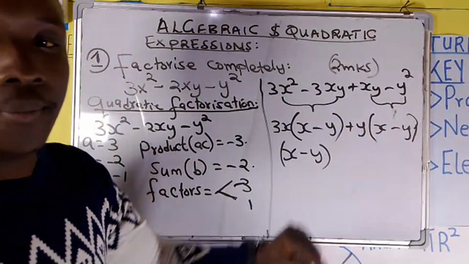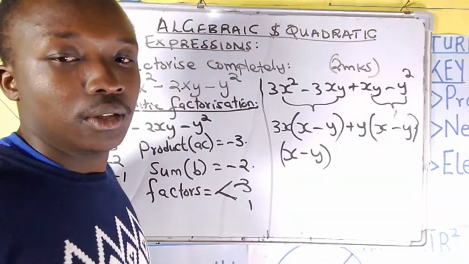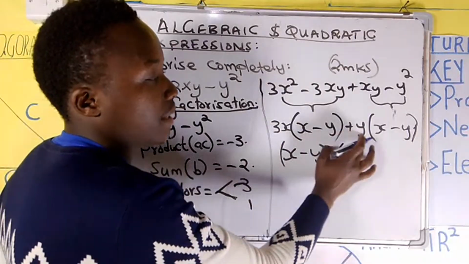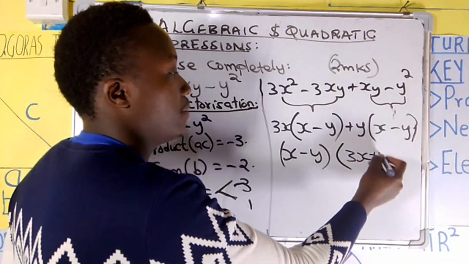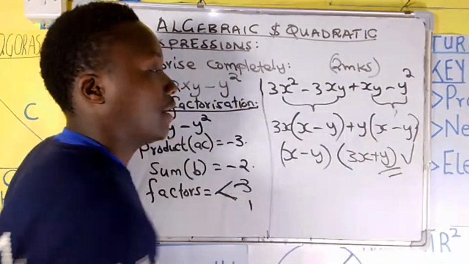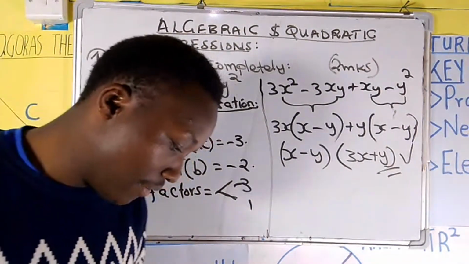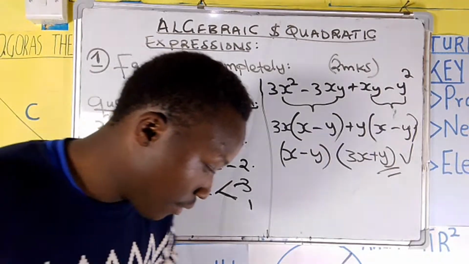You just pick one. So once you do that, we can now write the other one outside the bracket: 3x plus y. And we are done factorizing that kind of question.